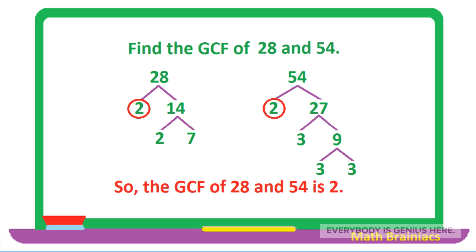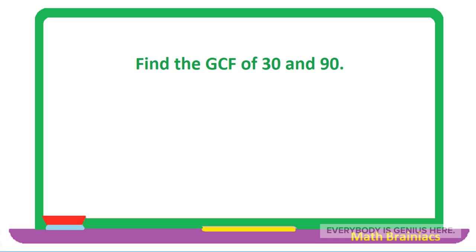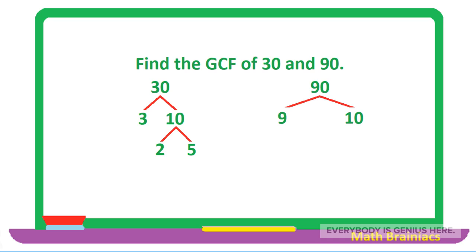It is easy, right? Let us work on another example so that you can fully understand the lesson. Find the GCF of 30 and 90. Let us start working on the factor tree of 30 and 90. The factors of 30 are 3 and 10. But we can still factor out the 10 into 2 and 5. So we can arrive at the prime factors.